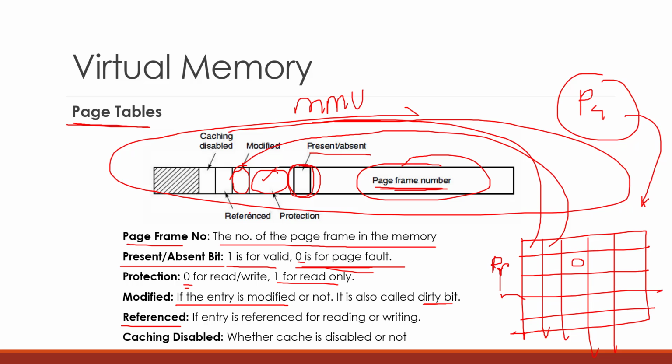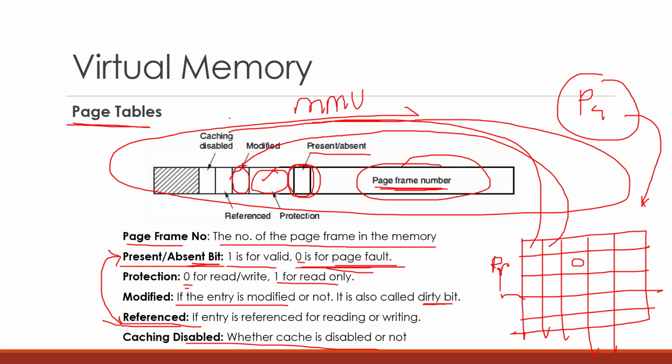Then we have referenced: how many times this page has been referenced by the CPU. For example, this and this are totally different. This page might have been in the RAM and referenced by the CPU many times, and this bit will tell how many times it was referenced, and how many times it was referenced when it was not there in the RAM. So these are two things. And then there is whether cache is enabled or not. This is a vast topic, so we are not going there, but this is how your page table looks.